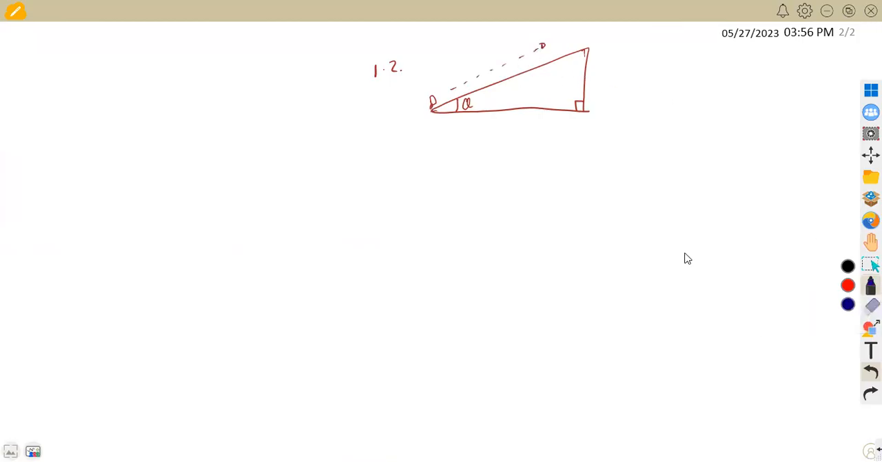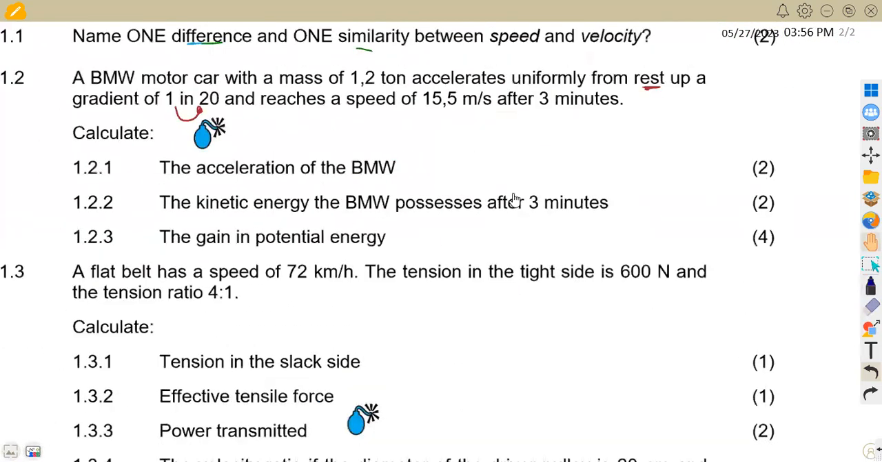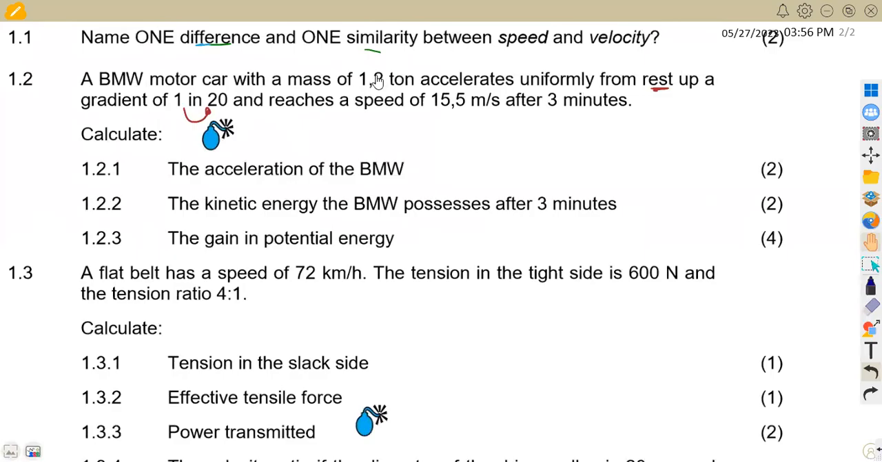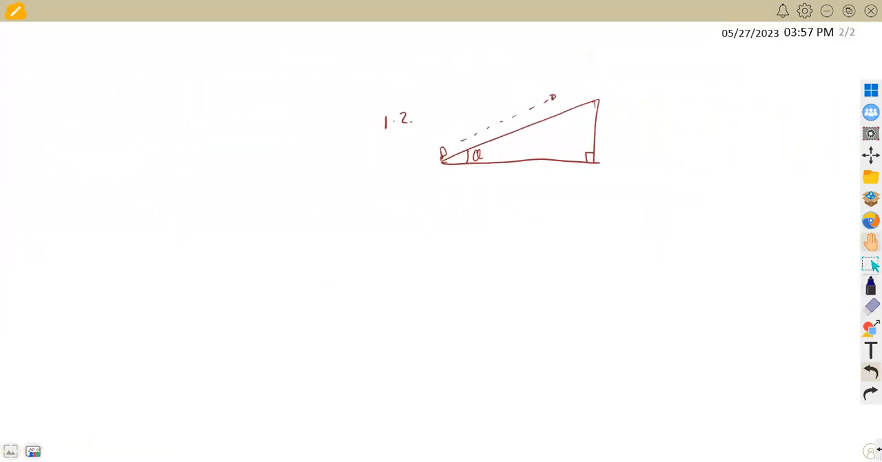So let us take our information so that we'll see what we are given. We are given the mass of the car of 1.2 ton. Remember, a ton represents 1,000 kgs. So we can write this in kgs. The mass of 1.2 ton is equivalent to 1,200, that is, 1 ton is equal to 1,000 kgs, so you multiply by 1,000. So this will be 1,200 kgs or kilograms.